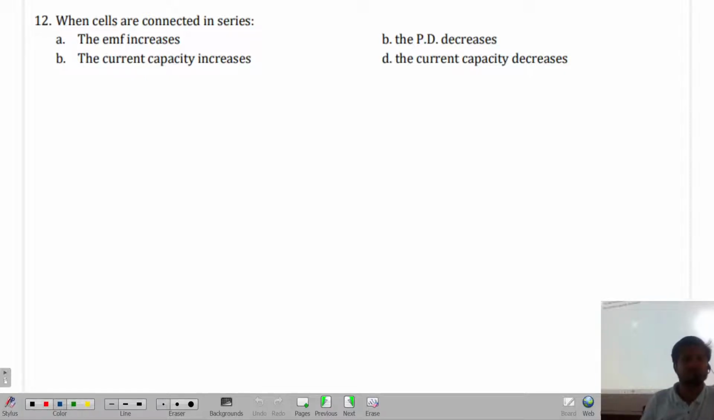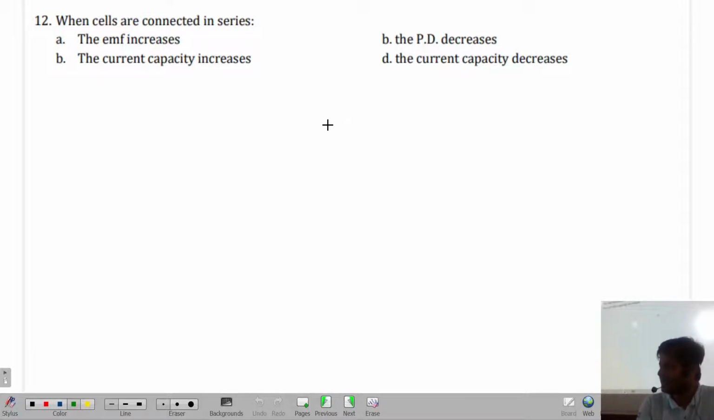Question number 12. When cells are connected in series, what increases? Will battery power increase or not? Yes or no? First important thing, listen.